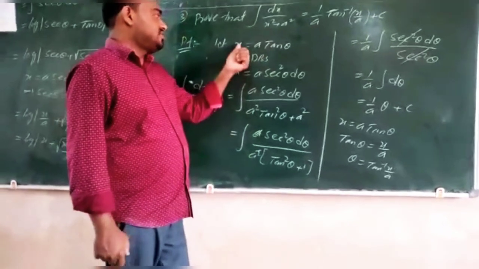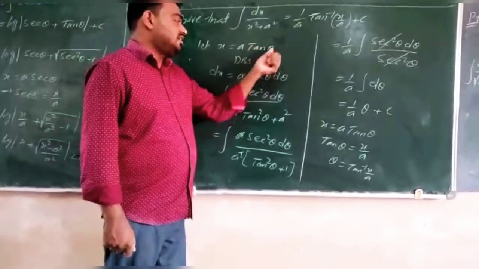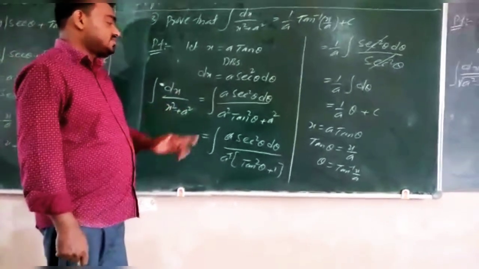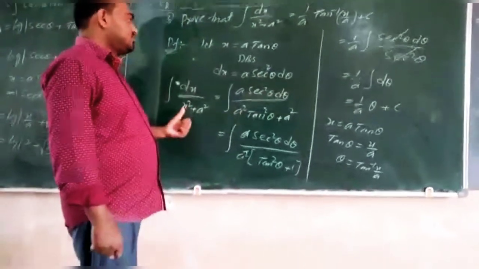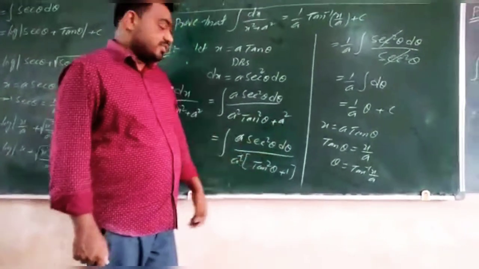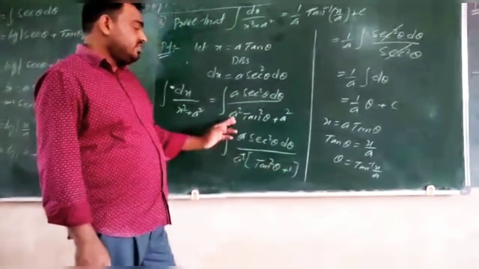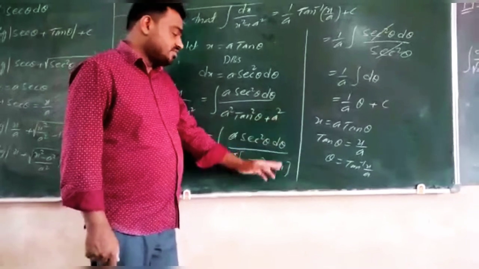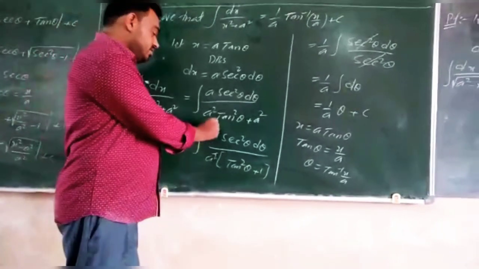Derivative on both sides. X derivative dx equals a into tan theta derivative, secant square theta, theta derivative d theta. Now the question: integration of dx by x square plus a square is equal to integration of, dx is equal to what? A secant square theta d theta. Next, x is equal to a tan theta, then x square is equal to a square tan square theta plus a square. That is equal to numerator as it is, a secant square theta d theta. In the denominator a square is common, so remaining tan square theta plus 1. Here a square gets cancelled, so what remains? 1 by a.